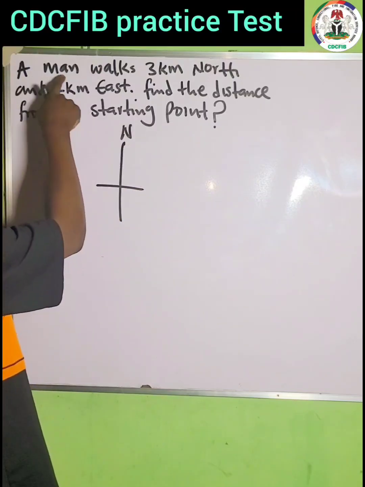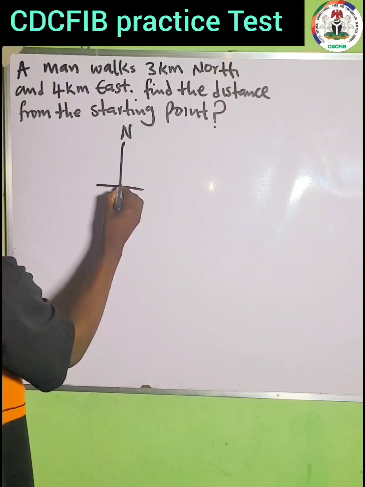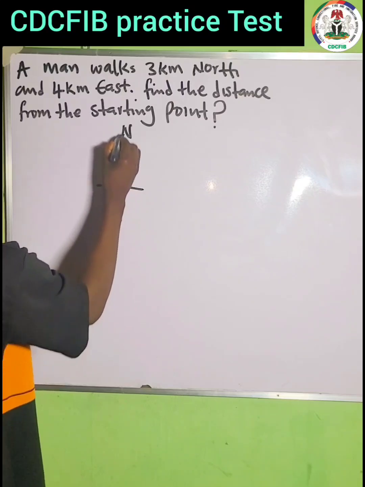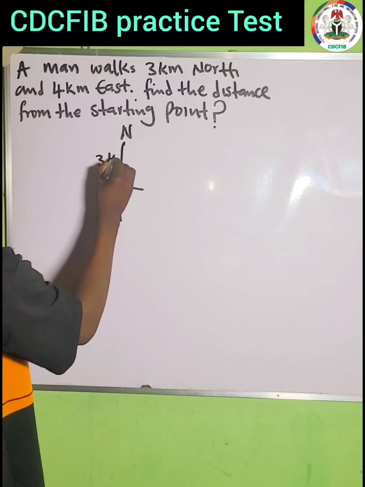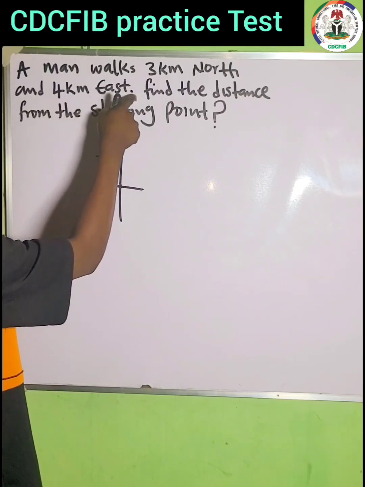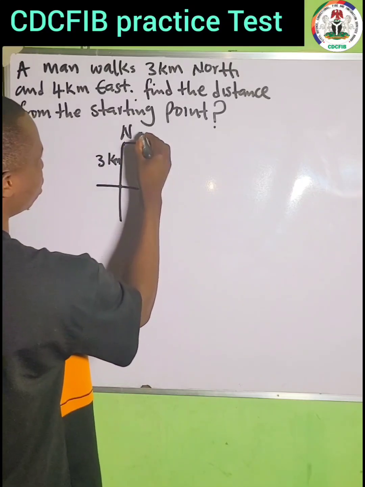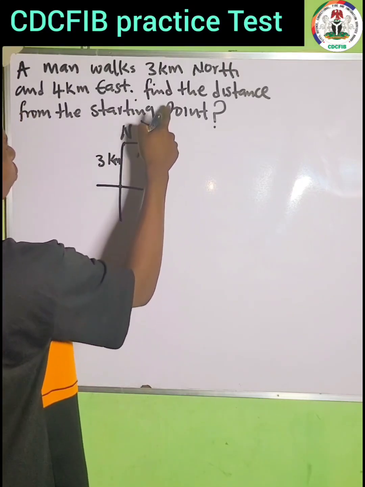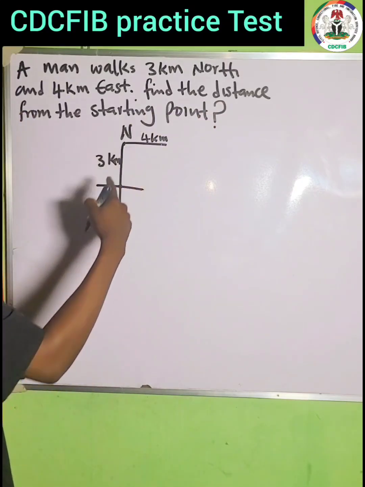So the question reads, a man walked 3 kilometers north. So this is the starting point. The man walked from here to the north 3 kilometers and 4 kilometers east. So this is to the east, 4 kilometers east. Then we are asked to find the distance from the starting point.